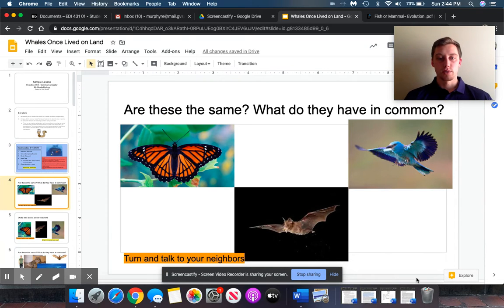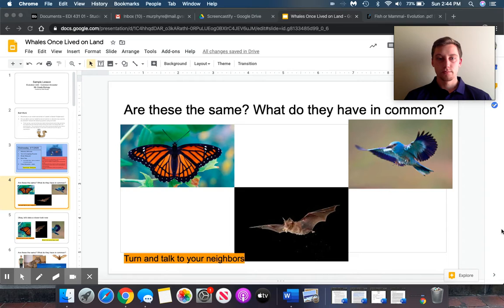And so we'll start this lesson with posing questions to students: are these the same? Is this butterfly, this bat, and bird, are they the same? What do they have in common? I usually give the students a little time to do a turn and talk and come up with a general statement of what they think.